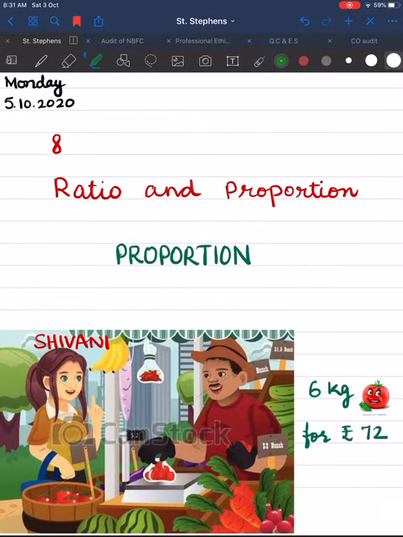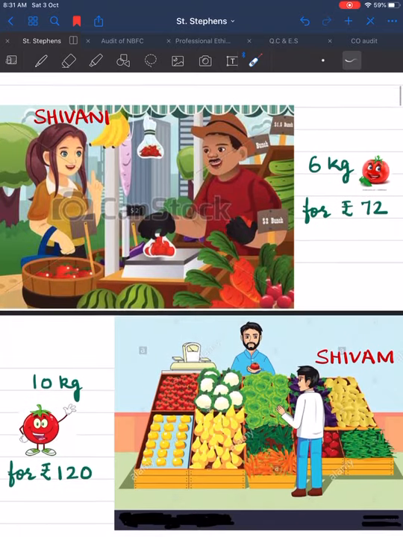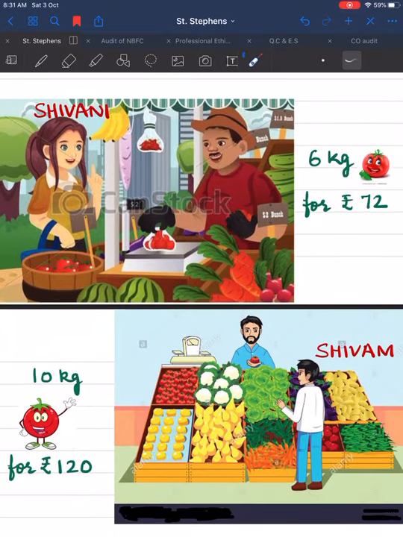Children, today we are going to learn about proportion. Suppose Shivani bought 6 kg of tomatoes for rupees 72 and Shivam bought 10 kg of tomatoes for rupees 120. Let's find out who bought the tomatoes at a cheaper rate.